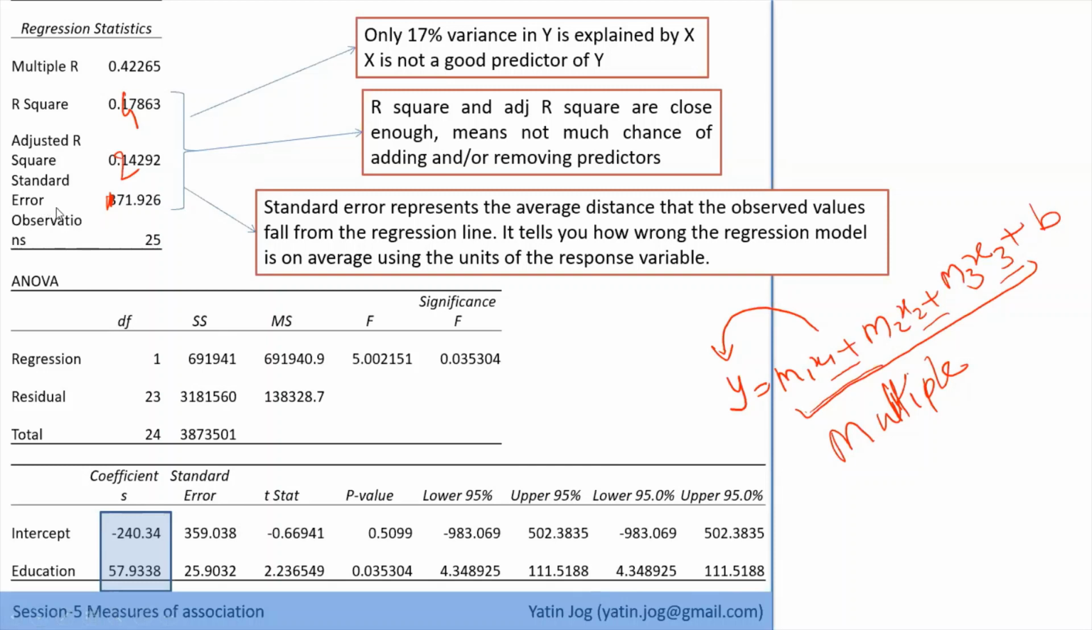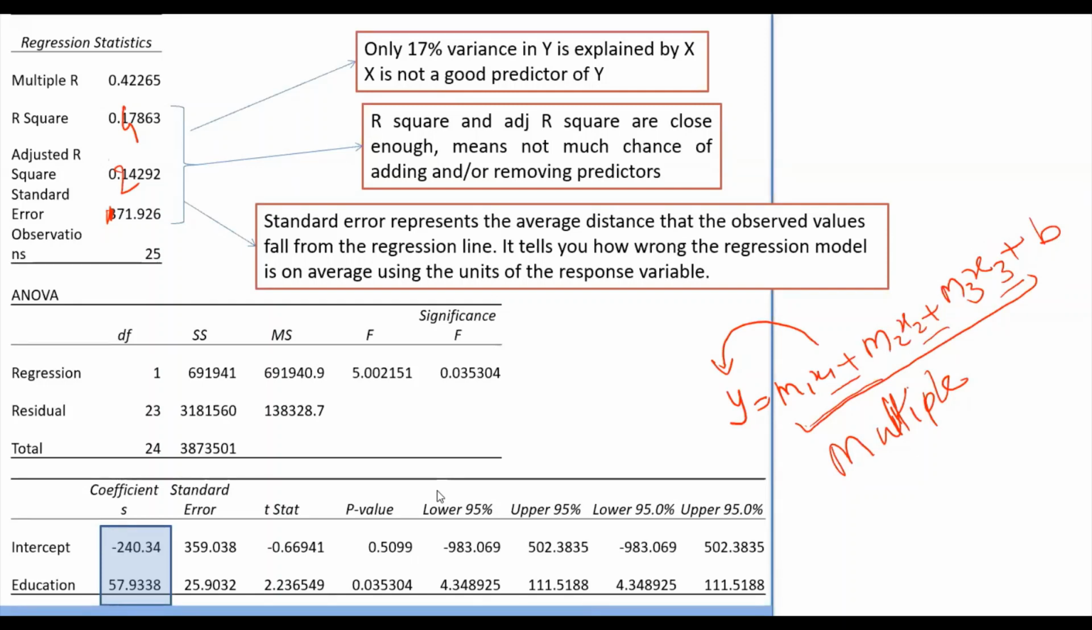How? Now standard error tells, for this example, my standard error value is 371. So what is the meaning of this standard error, 371, and what is the connection? I'll just try to explain that, just a minute. Okay. So the standard error and the confidence level of 95% are also linked.